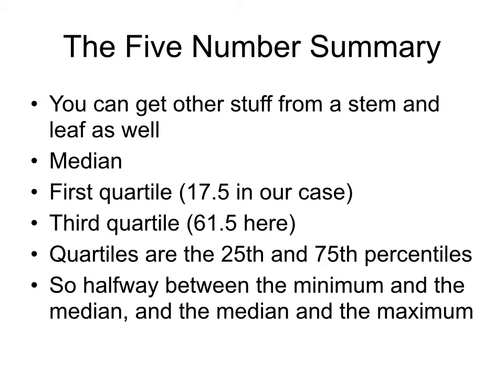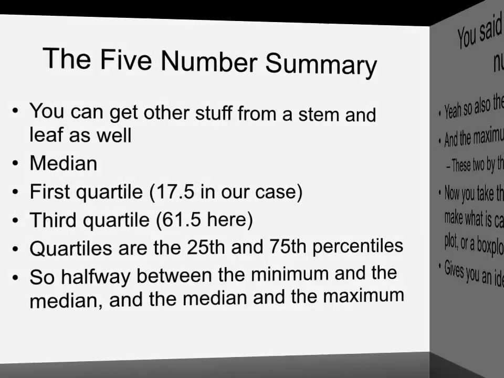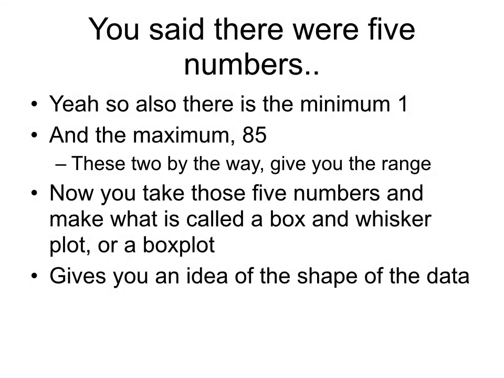So the quartiles are the 25th and 75th percentile. After the minimum, the median, and the maximum. That's the five-number summary. The median, the first quartile, the third quartile, the minimum, and the maximum. And the difference between the first and third quartile, and the difference between the minimum and maximum, can tell us a little bit about spread, about how spread out the numbers are. Gives us an idea. So yeah, minimum and maximum. That gives you what's called the range.